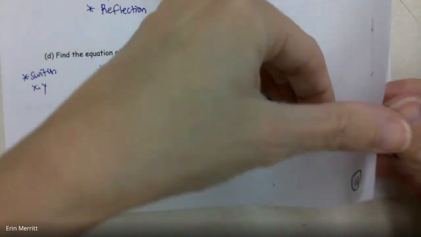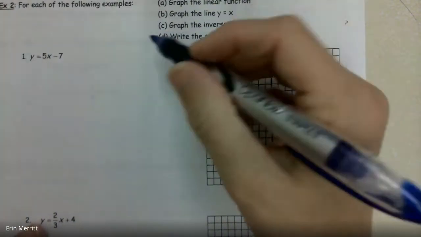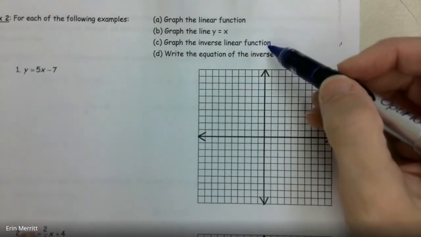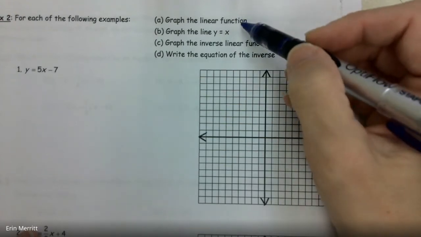Flip it on over to page 11. We're going to do just one of these together here. So saying for each of them, can we graph it? Graph the line, graph the inverse, and then write the equation. So start with graphing that linear function.